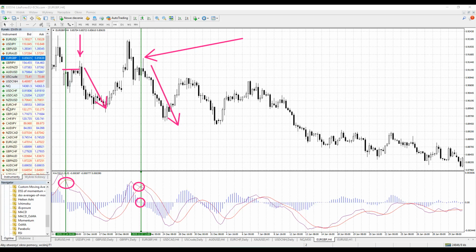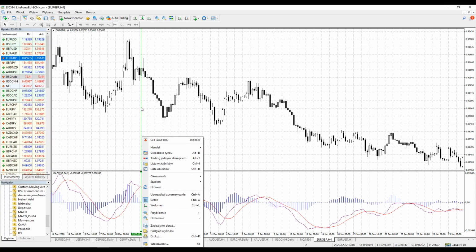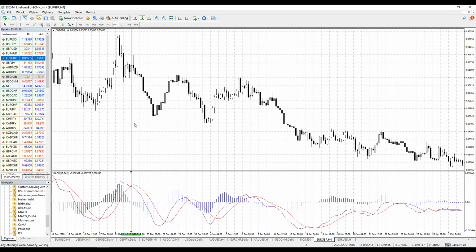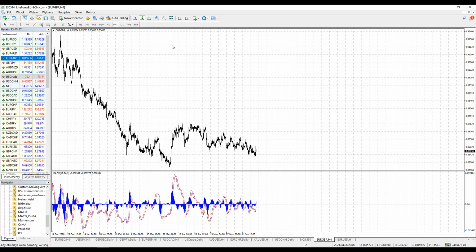That's how I see the things related to the crosses, right? The next is a thing related to the divergences, right? What does it mean?